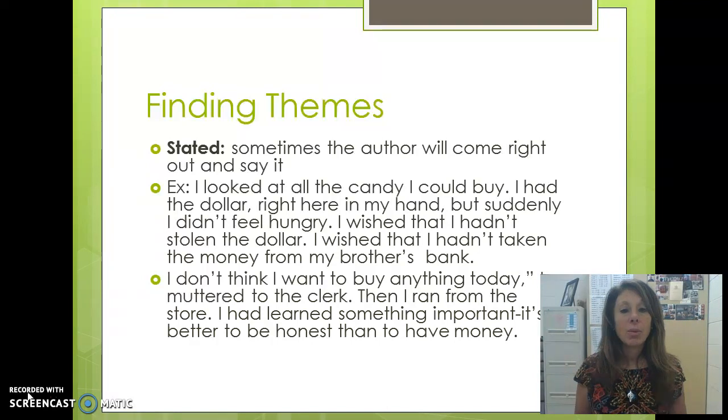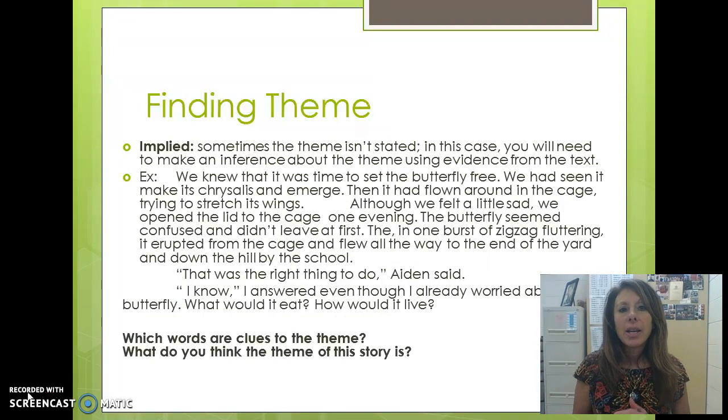I had learned something important. It's better to be honest than to have money or candy. But there's the theme right there, that honesty is better than stealing from people. Honesty is better than having money or having candy or whatever it is. That's a theme right in your face. The director or the writer wrote it. Now, here's how you can find a theme. You have to be searching for it, reading it, interpreting it, because it's implied.